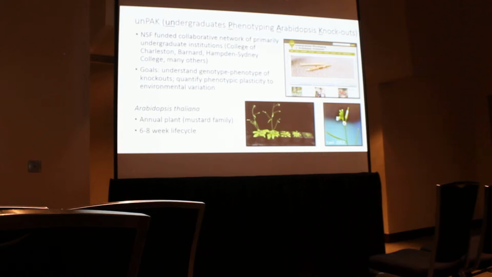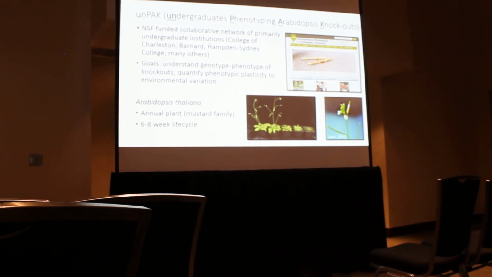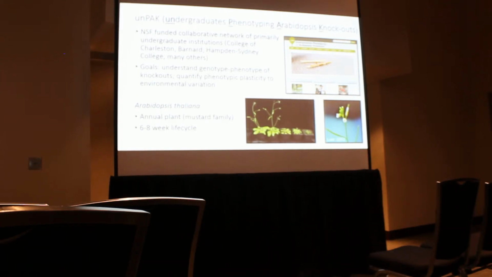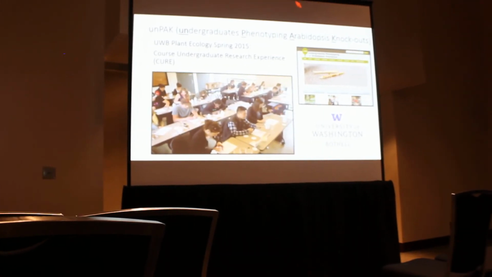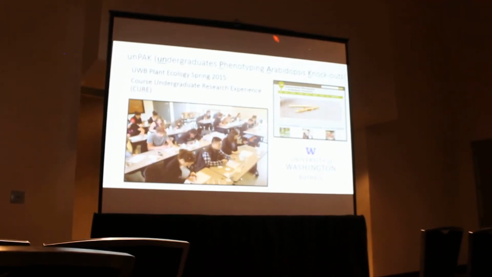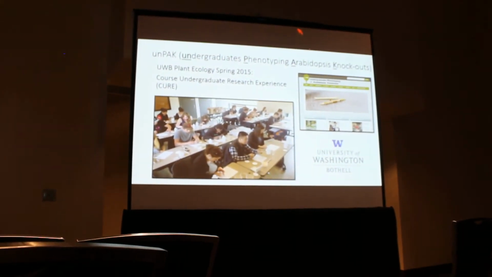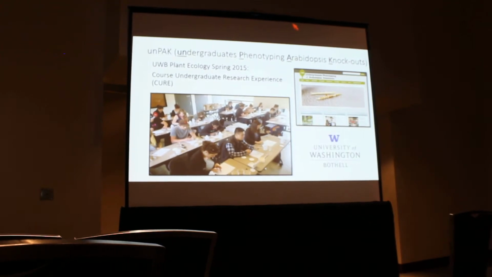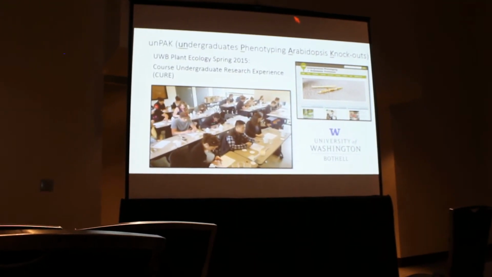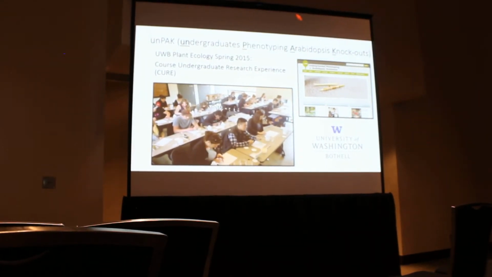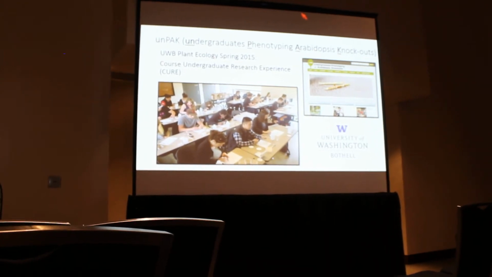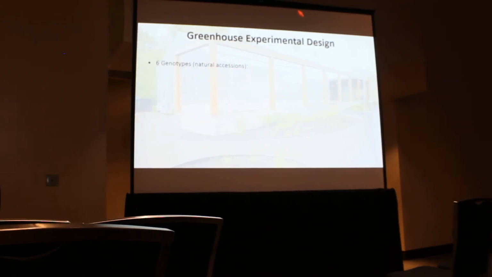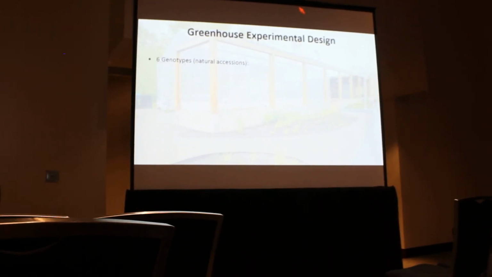So many of you I'm sure know Arabidopsis thaliana is an annual plant. Very conveniently it has a 6-week life cycle, which fits in great with the quarter or semester schedule. So I was able to do this large-scale greenhouse experiment as a CURE course in my plant ecology class in 2015. And then I also had a team of undergraduate researchers that stayed on with me and helped with this experiment.